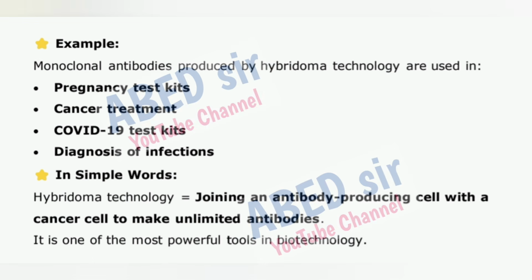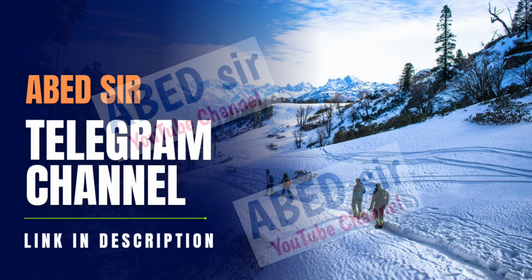Example: monoclonal antibodies produced by hybridoma technology are used in pregnancy test kits, cancer treatment, COVID-19 test kits, diagnosis of infections. In simple words, hybridoma technology equals joining an antibody-producing cell with a cancer cell to make unlimited antibodies. It is one of the most powerful tools in biotechnology. Next important short question is 4.